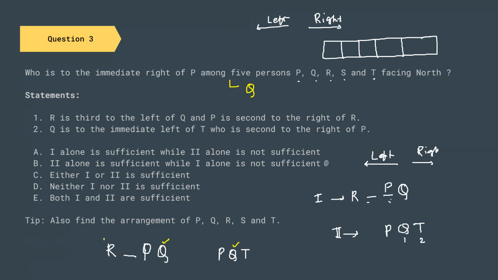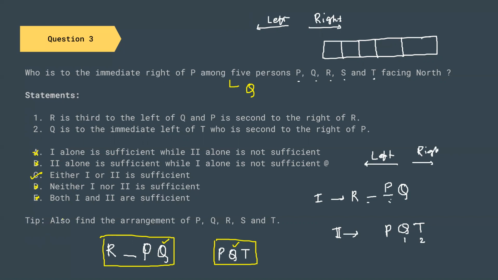And from the first statement, we are getting this thing. And from the second statement, we are getting this thing. So using both of these statements, we are able to reach the correct answer. So the answer is either 1 or 2 is sufficient to answer this question, and all the other options are incorrect. Now let us think.